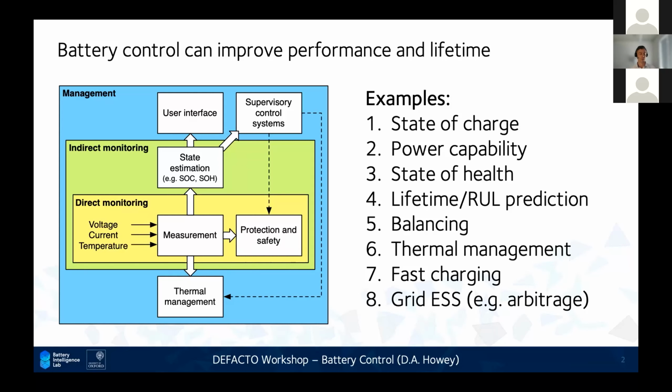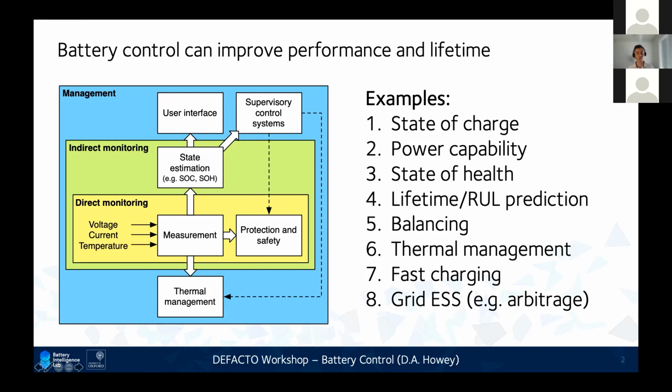So the first and most important priority with a battery management system is to protect the safety of the system and of the occupants and the users. And then as we move out from that, there are other important things as well. The next layer is this green layer where it says indirect monitoring, and that's where we estimate things like state of charge and state of health. And then finally, we get to make some decisions. So in these kind of systems, there will be a user interface, there will be some control, thermal management, etc.